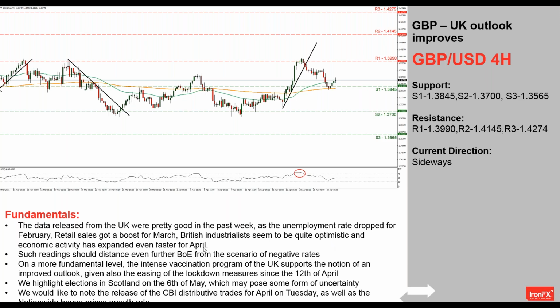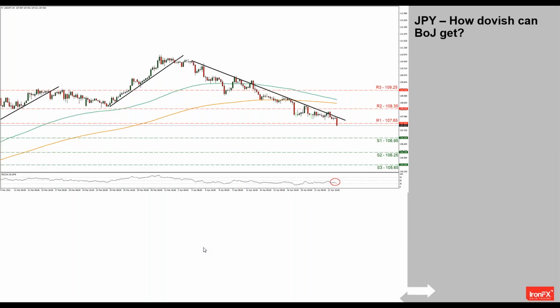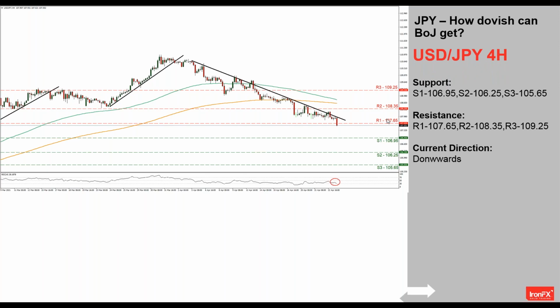Moving now to the Japanese yen, and this would be USDJPY for our chart. Note that there has been a downtrend characterizing the pair's motion since nearly the beginning of April. To the upside, we have noted the 107.65, even higher the 108.35, and the highest level noted is the 109.25. Even lower, we note the 106.95, the 106.25, and the 105.65.